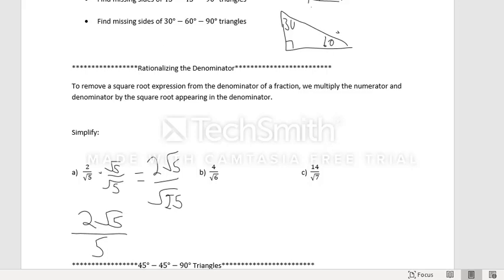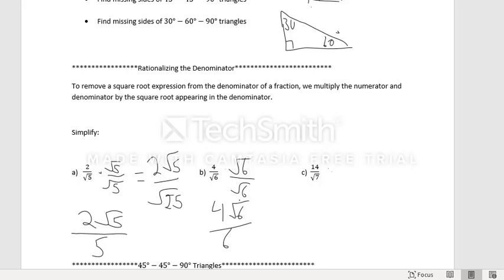All right, next one. It's got a square root of 6 on the bottom. So the same idea. Multiply the top by the square root of 6, the bottom by the square root of 6. So we'll have 4 times the square root of 6 over 6. Square root of 6 times the square root of 6 is the square root of 36, which is 6.